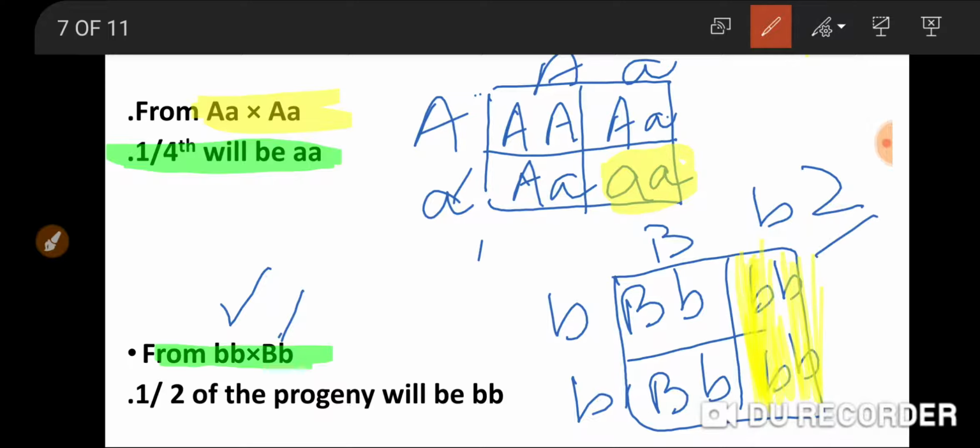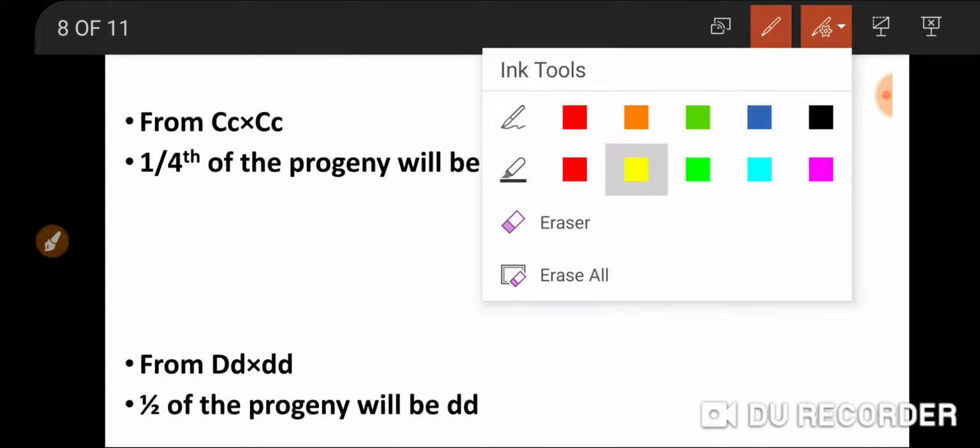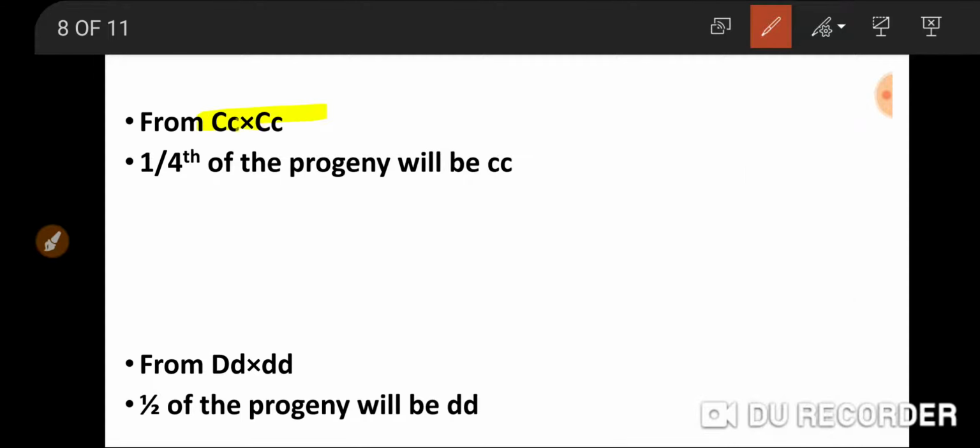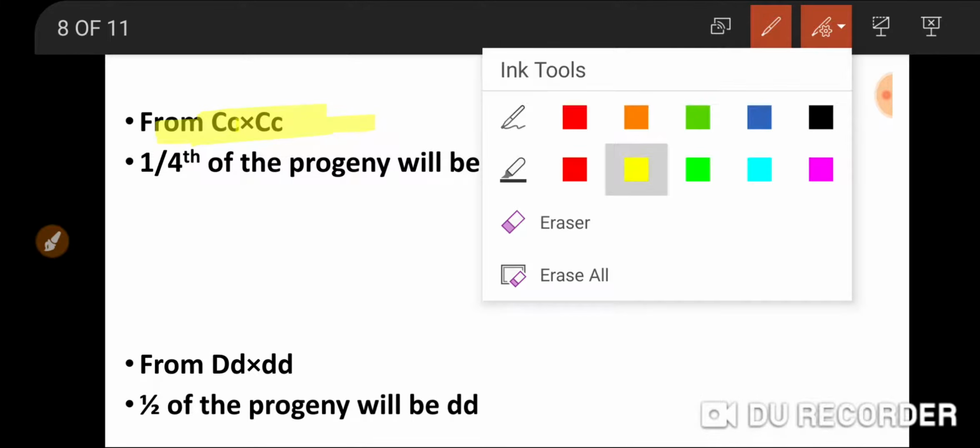So from the cross between the second gene pair, we are getting the probability of 1 by 2, or 1/2 of the offspring will be of the genotype small b, small b. In the same way, we have to cross the third gene pair, and the third gene pair is capital C small c, capital C small c. You can see here, this is the third gene pair, and we will draw again the Punnett square, so in order to know the outcome of this cross.